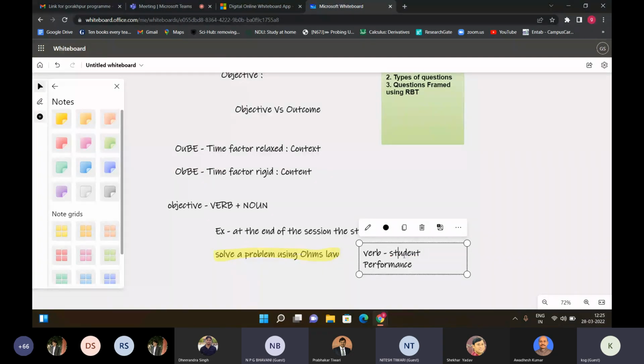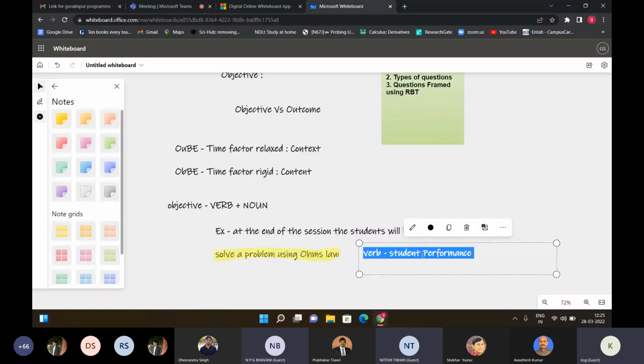So you have the student or the learner performance. It is not only student oriented, rather I would say it is mostly learner oriented. So you can always say that the verb is focusing on the learner performance. I want the students to solve. So that is the verb component of this objective.